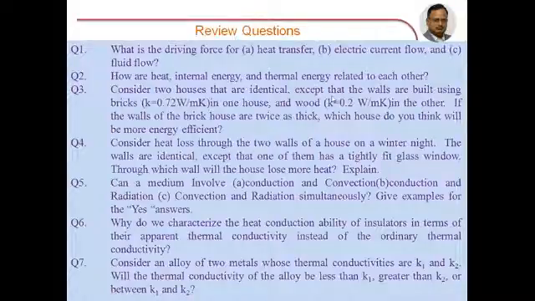consider two houses that are identical except that the walls are built using bricks in one house and using wood in the other. If the brick walls are twice the thickness when compared to wood, which house do you think will be more energy efficient? It's a conduction based problem.